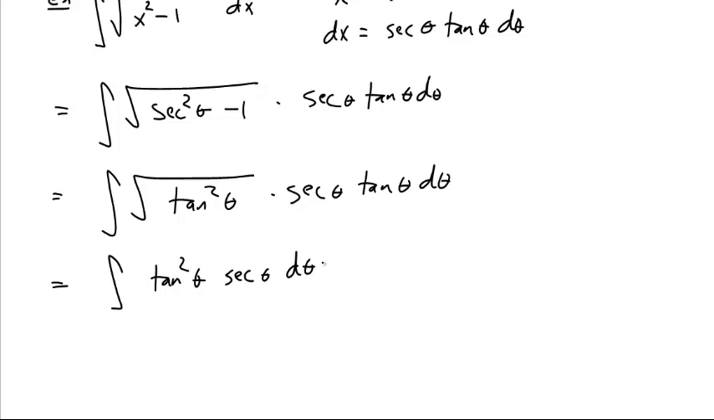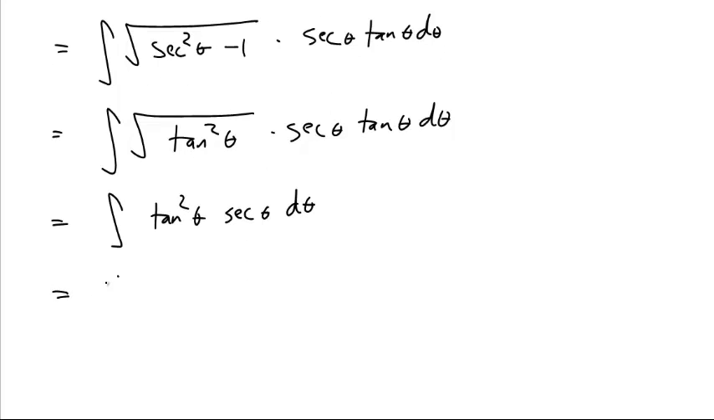And now we look at this and we think, well, we can't set u equal to tangent because we'd need to have secant squared d theta, and we don't have that. We can't set u equal to secant because we need a secant tangent, not two tangents. The trick that we're going to do here is we're going to turn the tangent squared into secant squared of theta minus 1, times secant of theta d theta.